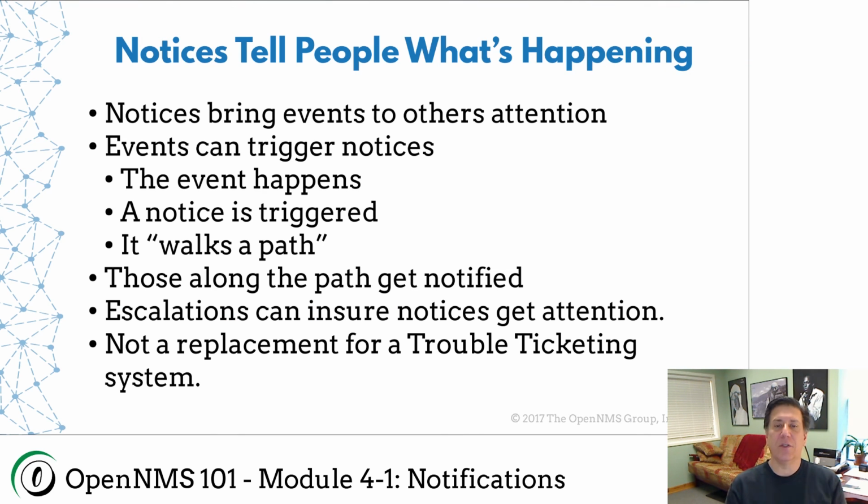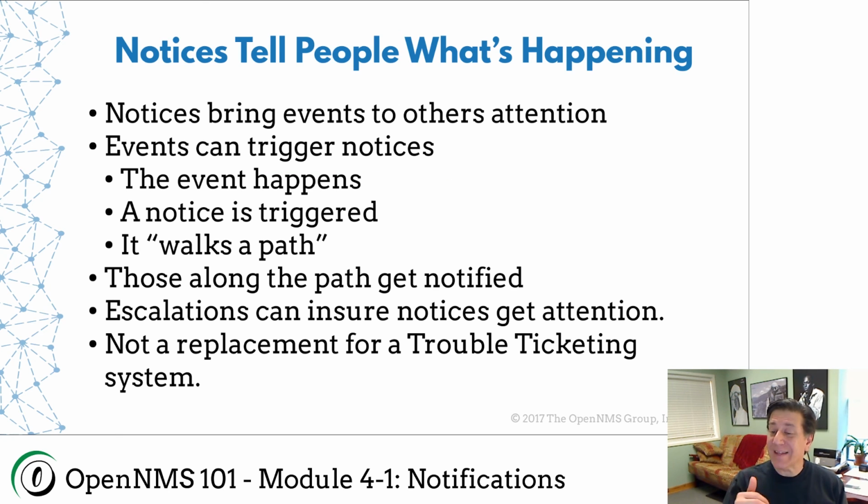Now, what are notifications? Well, in the last module, we talked about how we have events. So OpenNMS can gather events from different sources. We can also generate events. Notices are designed to say, okay, this particular event is important and I need to tell somebody about it. And the way this works is an event happens, it is looked up in a configuration file in the notification daemon, and it says if that event happens to match, a notice will be triggered. And if that notice is triggered, it will walk a path. We call this a destination path, which determines who gets notified and how they get notified.